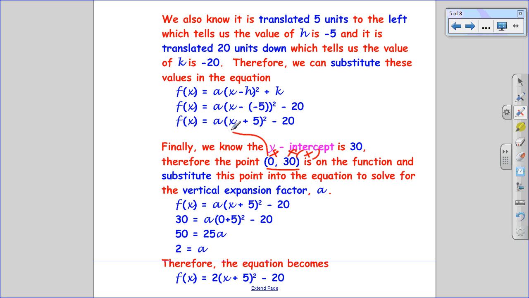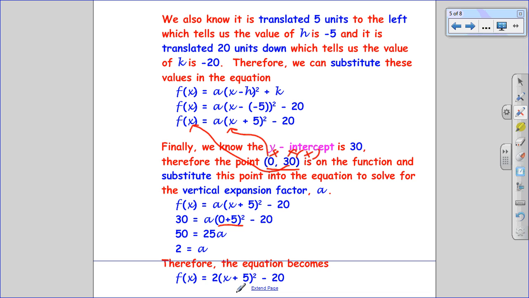So the 0 is going in right there, and the 30 is going to go in right here. And once I do that, I can simplify. Don't forget I have to do BEDMAS when I do this. So 5 squared is going to give me 25, and I need to divide both sides by 25 in order to solve for a, which is 2.